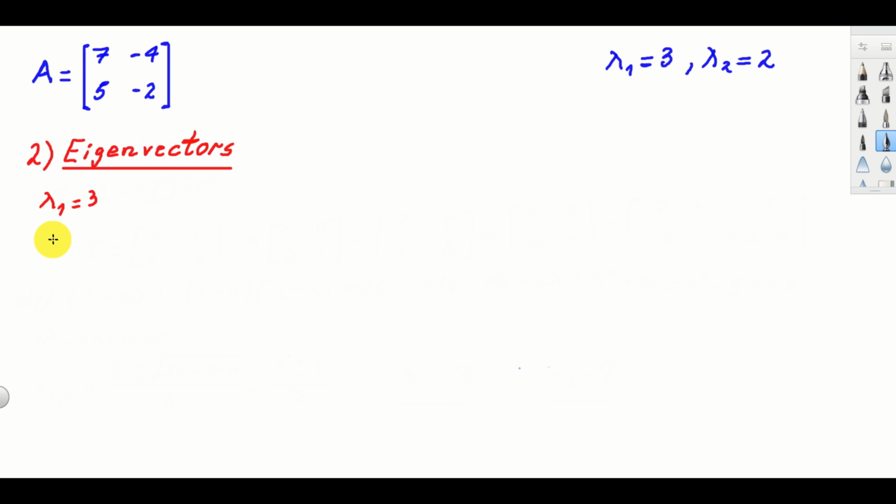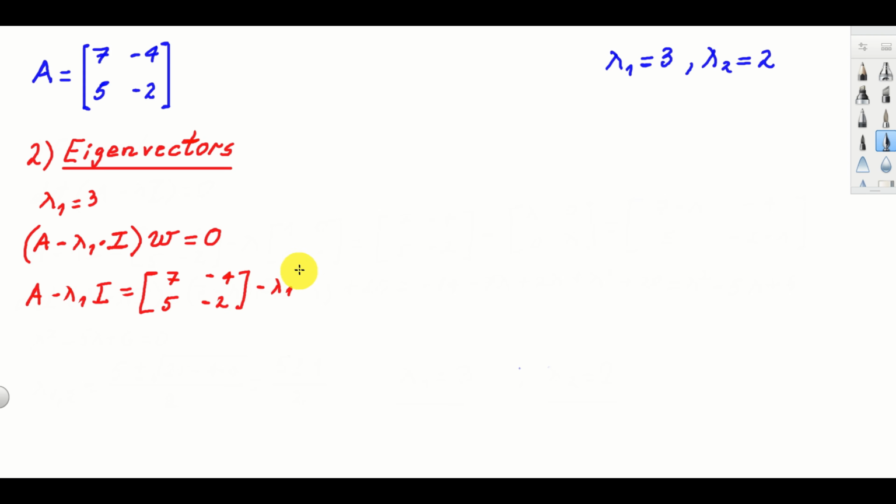For this lambda, we need to form the corresponding system. That is, we need to form the system A minus lambda 1 multiplying I and multiplying the corresponding w, and this should be equal to 0. We need to solve for w. However, let's first form the matrix A minus lambda 1 I. So A minus lambda 1 I becomes, let's write, we have A over here, 7, minus 4, 5, minus 2, minus lambda 1, 1, 0, 0, 1.